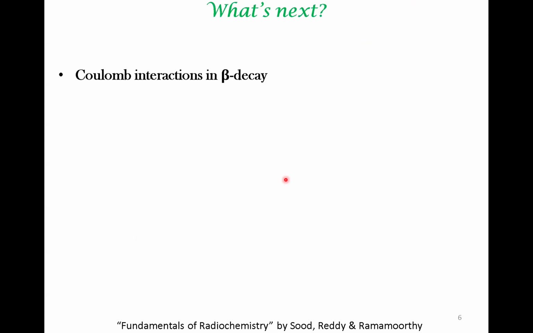In the next lecture, we will introduce one more aspect of the theory that explains a particular aspect of beta decay: how beta decay is different for beta minus decay and beta plus decay. That will be discussed in the next lecture.